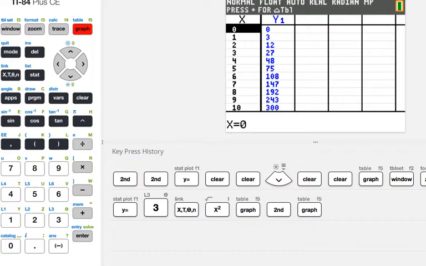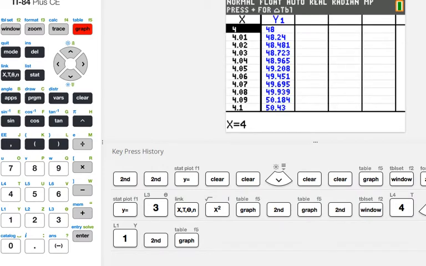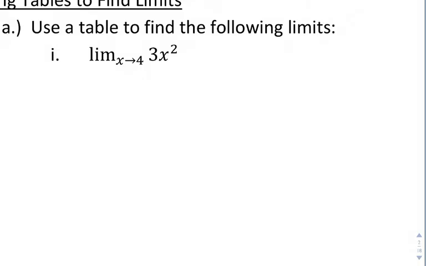That's a pretty big jump from 27 to 75. So what we're going to do is set up our table so it's different. We're seeing as x approaches 4, so I'm going to start our table at 4. Next, I want to see how close it gets, so I'm going to change this, and we're going to go up by 0.01. Now when I look at it, I see that from the left side, as it goes closer and closer to 4, the numbers are getting closer and closer to 48. As I'm coming up the right side, I see that the numbers are going from 49 to 48 and getting closer and closer to 48.